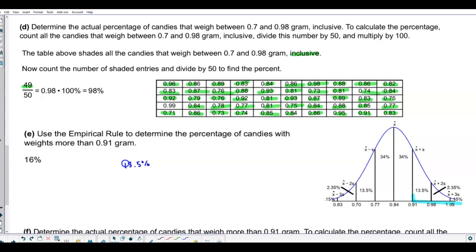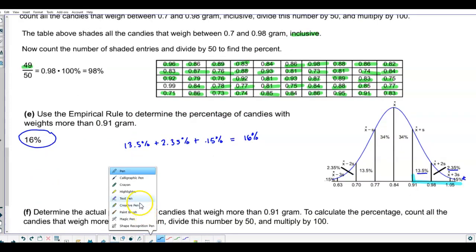13.5%, and then we have 2.35%, and then we also have this 0.15%. When we add that together, that gives us a total of 16%. So using the empirical rule tells us that the percentage of candies with weights more than 0.91 grams is 16%.